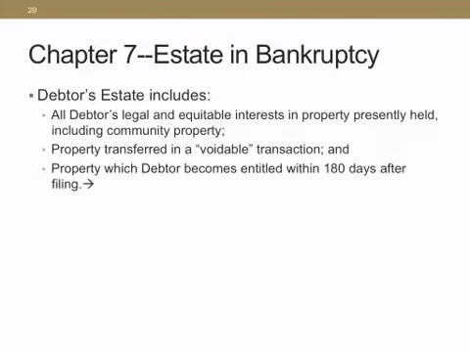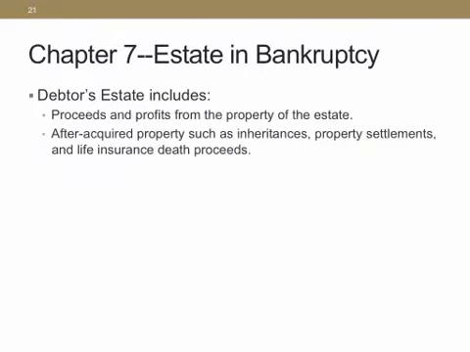And with each of these chapters, we look at all of the debtor's assets. It's called an estate and includes all legal and equitable interests in property. It includes property transferred in a voidable transaction and property which the debtor becomes entitled to within 120 or 180 days after filing. Proceeds and profits from property of the estate, after-acquired property.